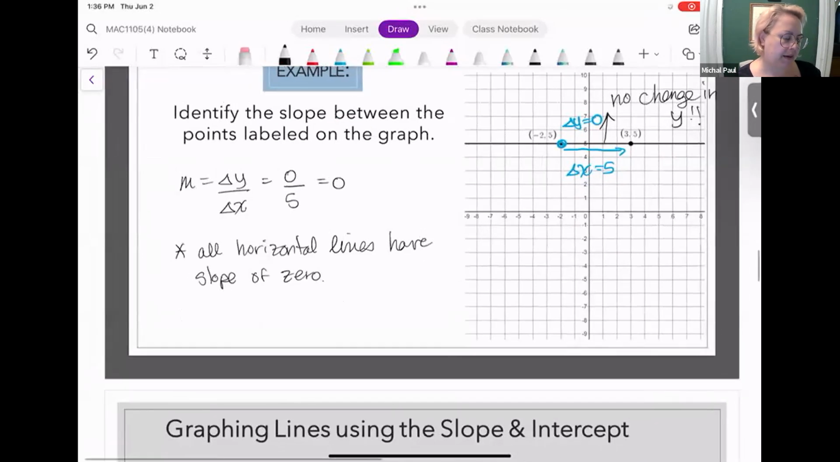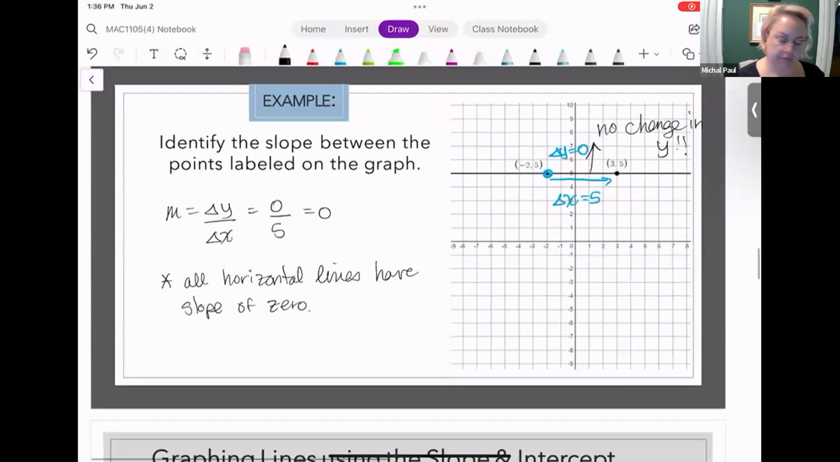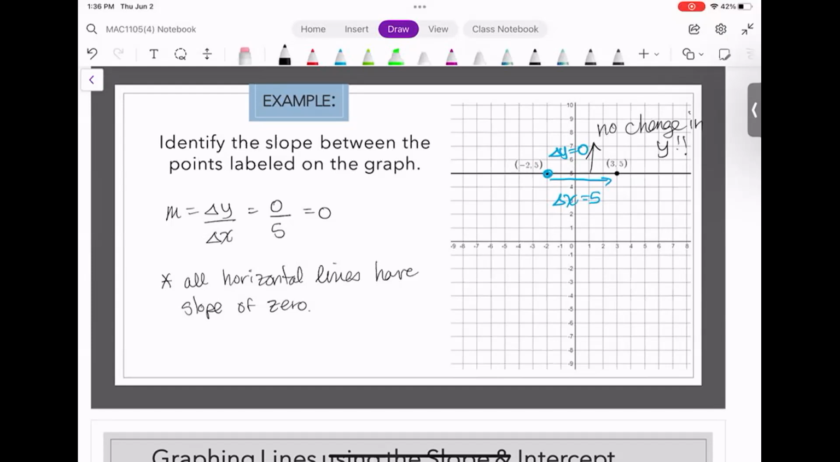But what do you think would happen if I had a vertical line? Infinity. Almost the opposite of infinity. Oh, I know that that's vague. I'll get there. Don't worry.